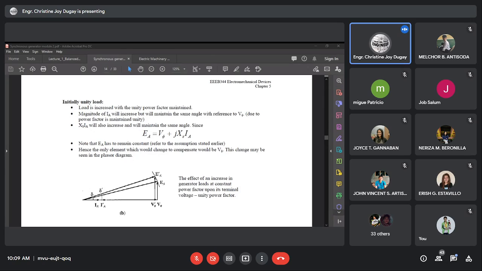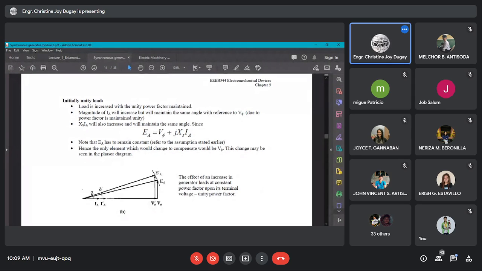So what changed here? The EA was stretched, it just increased. The IA was also stretched. That is what it means. What is stretched here is IA, it only increased. So that is the effect of an increase of generator load at constant power if you maintain unity power factor. That is all it means.